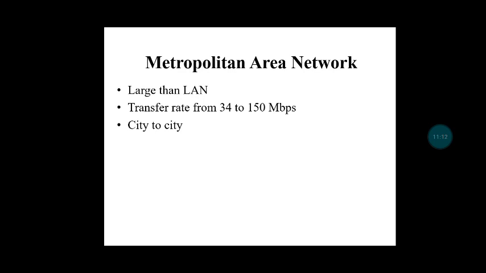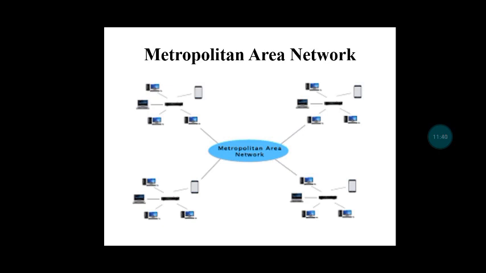Metropolitan area network. It is larger than a LAN and connects city to city. If you have different organizations in one city and another city, they can use the metropolitan network to interconnect the two cities and transmit data. The transmission rate for a metropolitan network is 34 to 150 Mbps. This is a metropolitan area network architecture: different networks of different organizations in different locations are interconnected through the metropolitan network, so you can share information between all nodes.